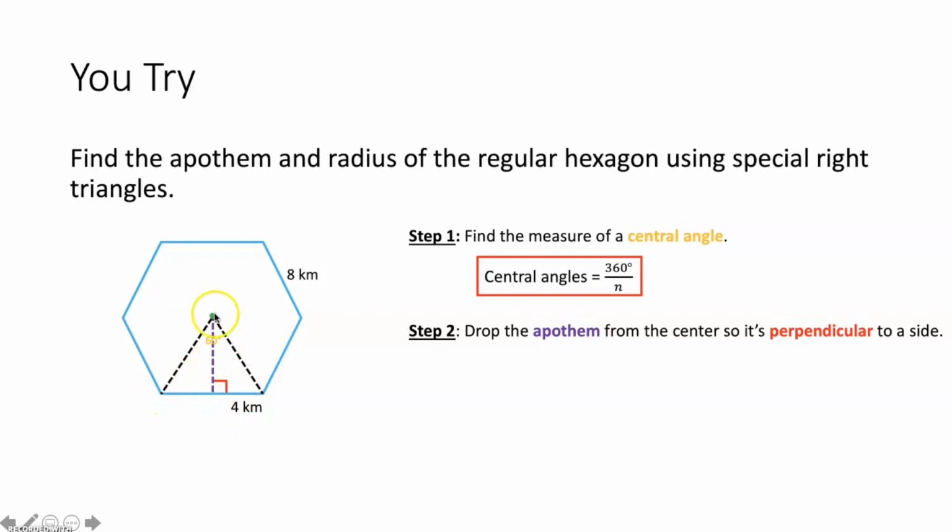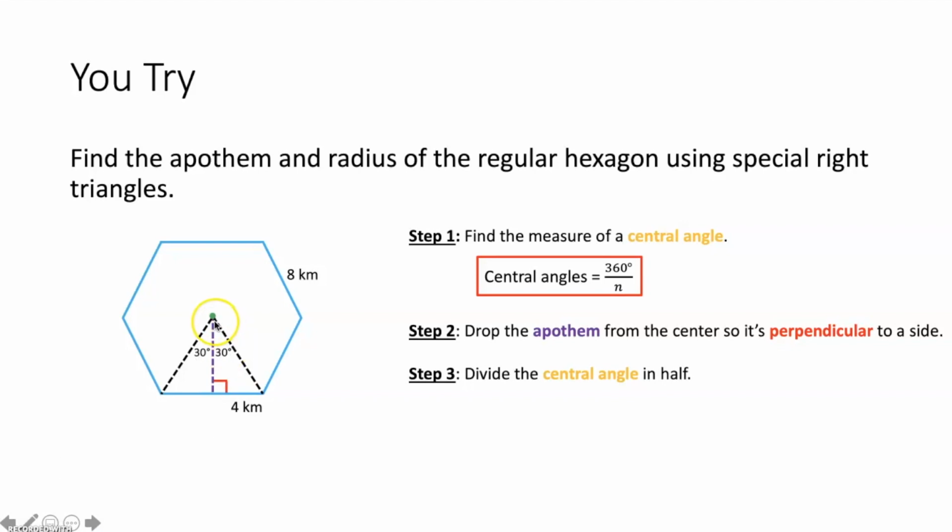The second thing I want you to note is that not only does this apothem bisect this given side over here, but it also bisects your given angle. So step 3 is to divide this central angle in half, meaning that if this whole central angle is 60 degrees, each of these little acute angles in here are going to be 30 degrees.